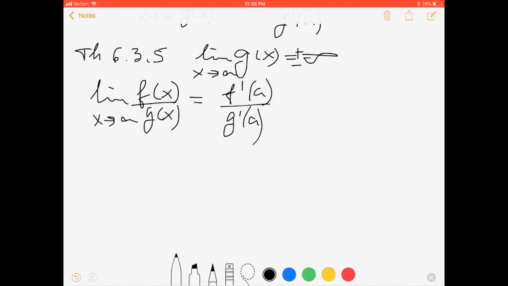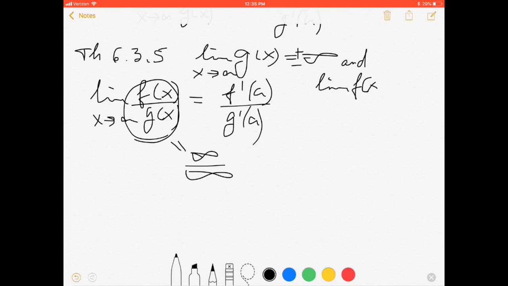But this is not enough to use the L'Hopital rule. You remember we need infinity. This limit will be infinity over infinity. This means you need not only the limit of your function g to be infinity, but also the limit of your function f as x approaches a will be plus or minus infinity. Now be careful. Proving is all correct only for this kind of problem. Okay.